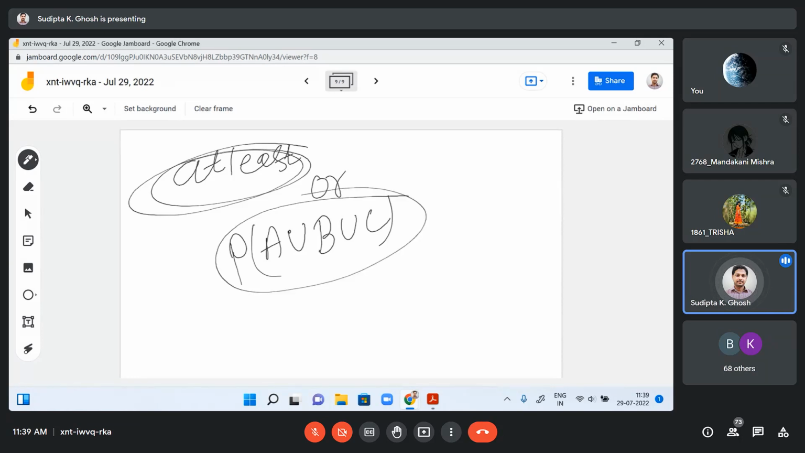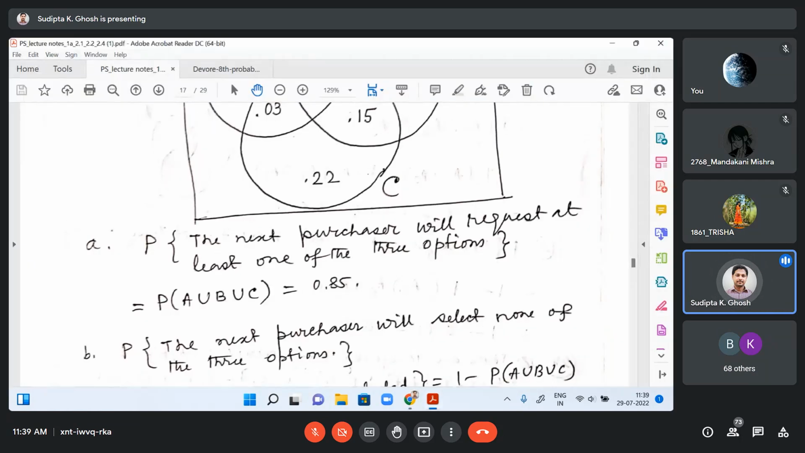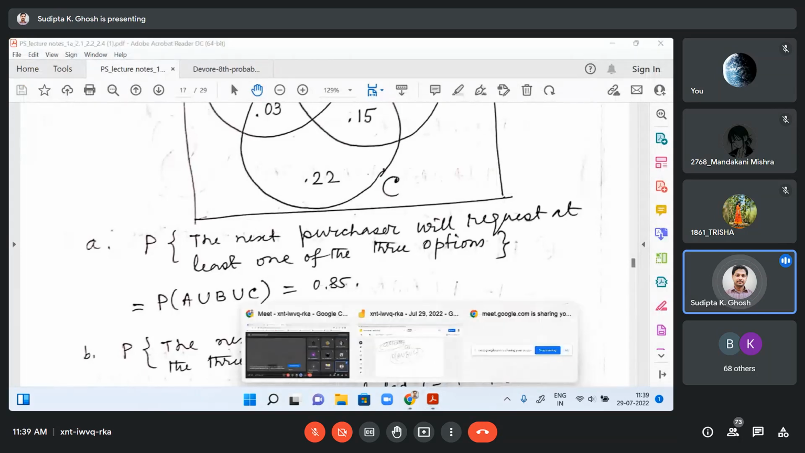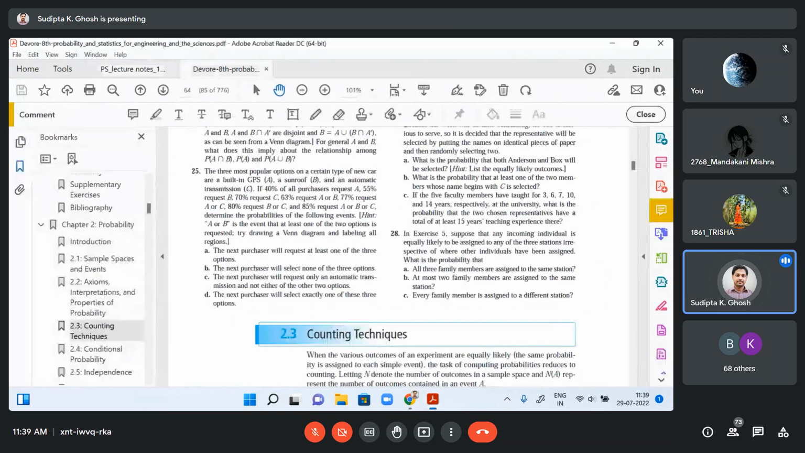That probability is already given. So you can simply have 0.85, because you observe in the question they have mentioned 85% request for A or B or C. Therefore, the probability of A union B union C becomes 0.85.